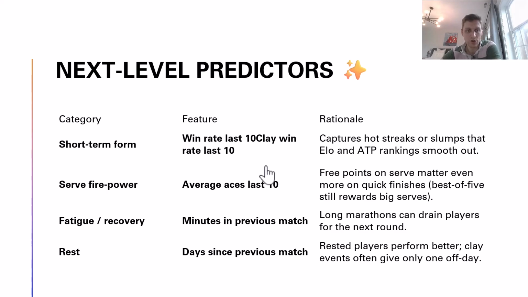So let's look at those next 4 predictors. Short-term form is capturing the odd streaks or slumps that Elo and ATP smooth out. The serve firepower: we can look at the average aces during the last 10 matches, and this gives you 3 points on serve that matter even more on quick finishes. So best of 5 still rewards big serves. Fatigue and recovery: a long marathon can drain players for the next round.